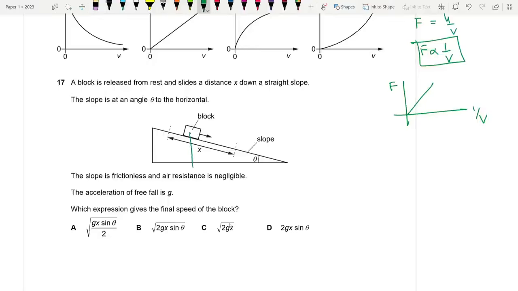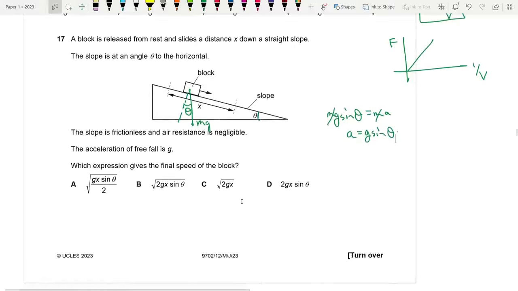so we know that the block has a component of weight down the slope. Since this is theta, this will also be theta according to geometry. This is mg. So we can write that mg sine theta is equal to ma, or a is equal to g sine theta. Now we need the final speed of the block. We know the distance x is given. So which equation should we use?